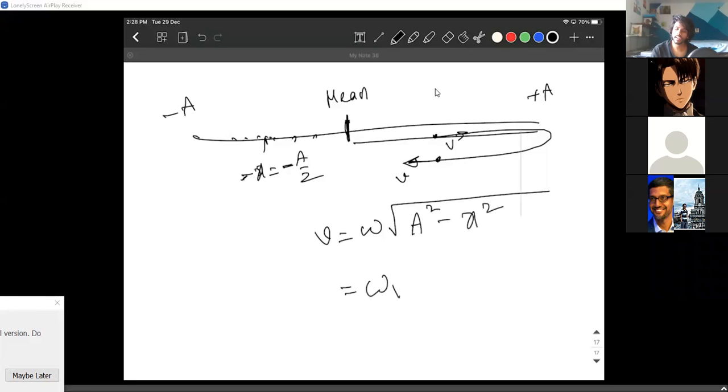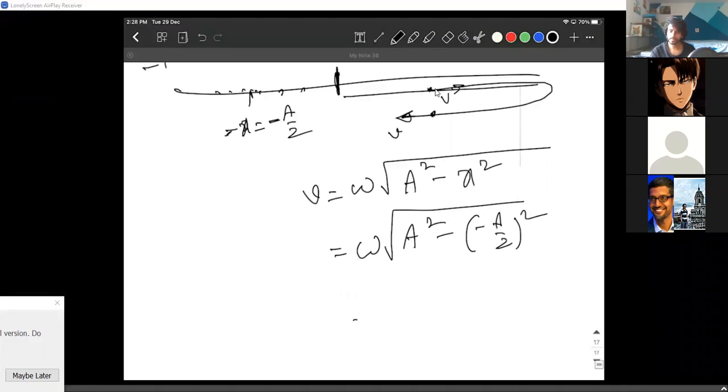So instead of x equal to a by 2, put minus a by 2. What do you get, Aditya? It will come the same, since there is a square.